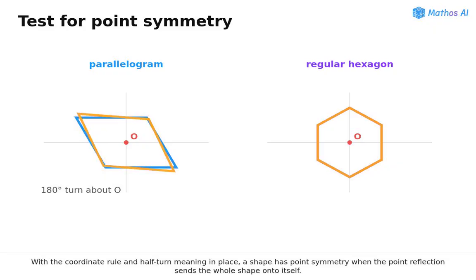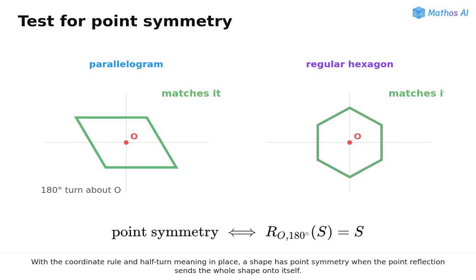With the coordinate rule and half-turn meaning in place, a shape has point symmetry when the point reflection sends the whole shape onto itself. Shapes such as a parallelogram or a regular hexagon can match themselves after this 180-degree turn, so they have point symmetry.